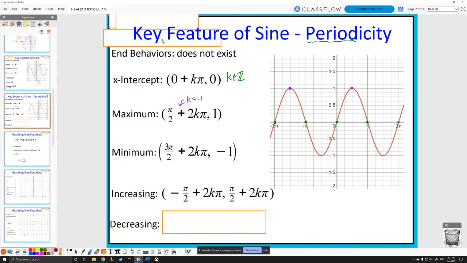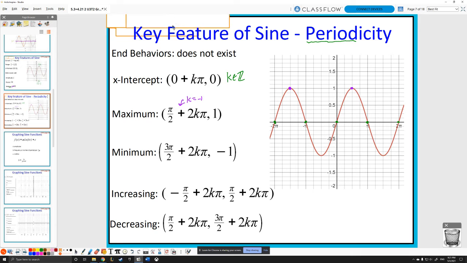And increasing, decreasing, again, this looks even more complicated, so I'm not going to talk about it too much. But basically, once again, it's saying these features, these characteristics of my sine function will continue to repeat itself over and over again because the graph goes on forever with a periodicity, right? It'll continue to repeat itself again and again. So these values will show up over and over again.